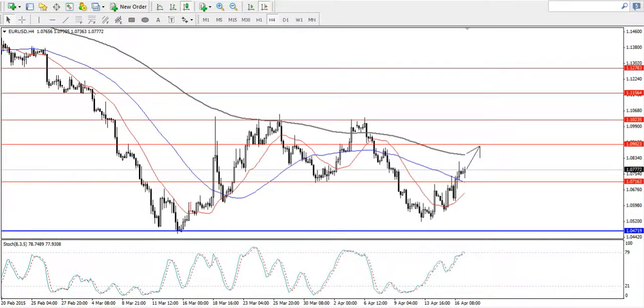We're going to start off with the euro against the US dollar on the 4-hourly chart. As you can see, the US dollar has been weakening further as it continues to post weaker than forecast data, such as yesterday itself. Unemployment claims actually climbed to 294,000, higher than the forecast of 284,000.